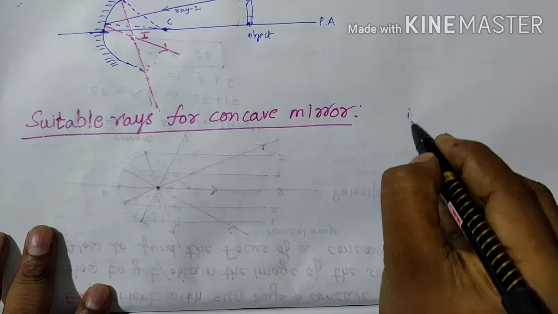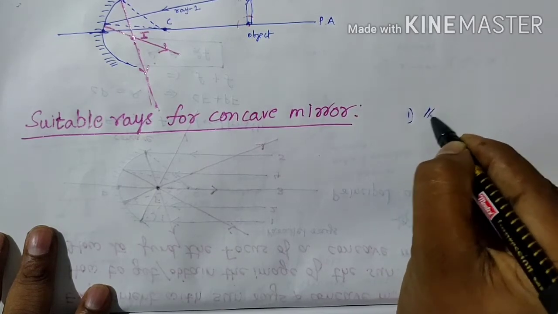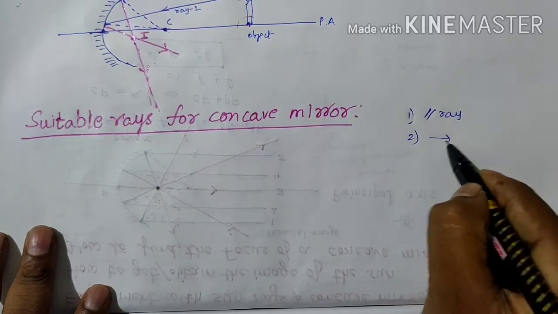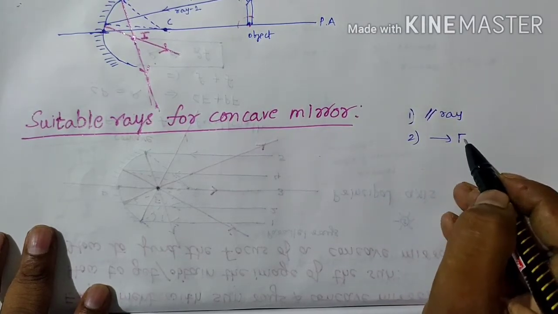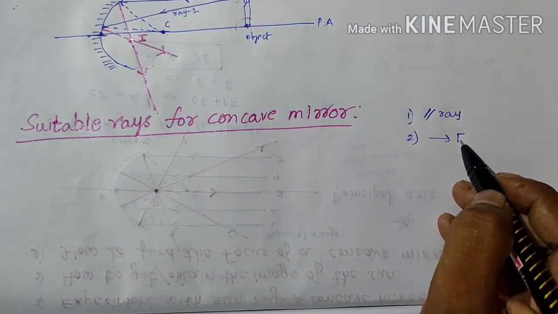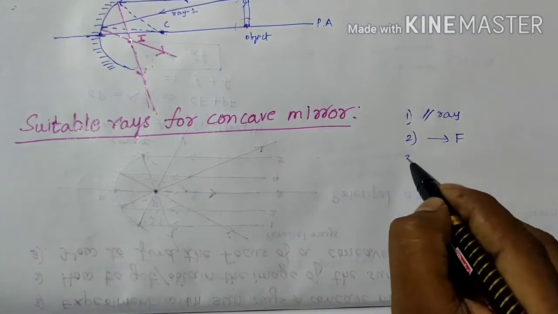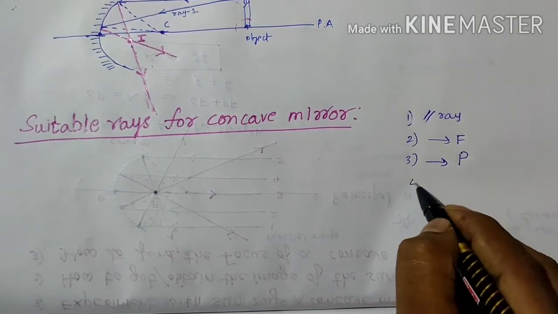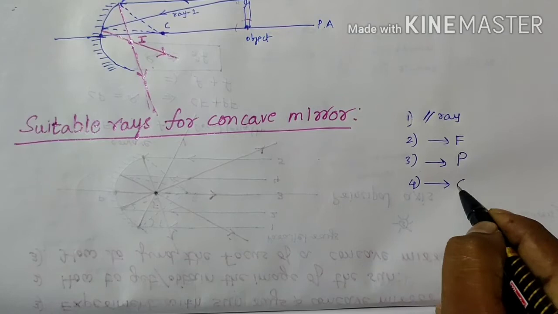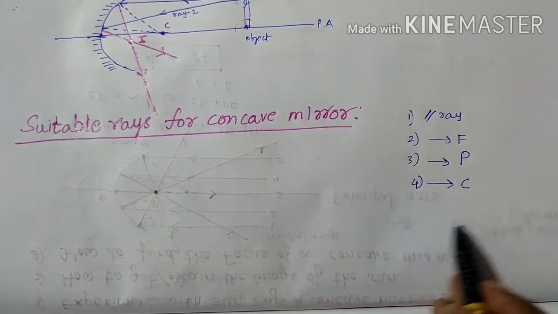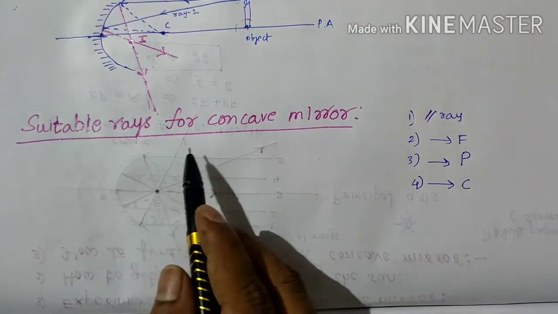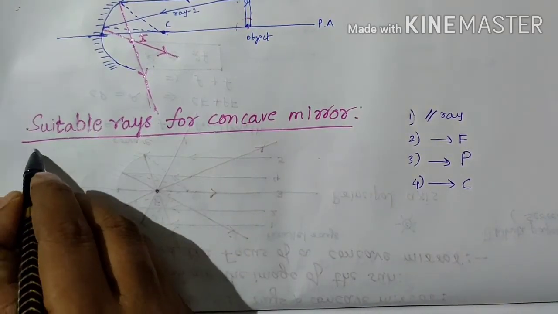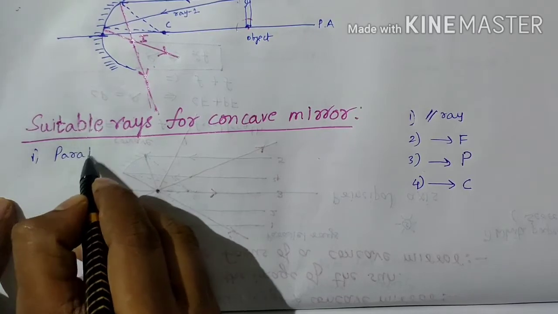Suitable rays for concave mirror. The first one is the parallel ray, the second one is the ray passing through focus, the third ray is the ray passing through pole, and the fourth ray is the ray passing through center of curvature. So these are the four suitable rays for drawing ray diagrams for concave mirror. Let us see the first one. What is the first one here? Parallel ray.